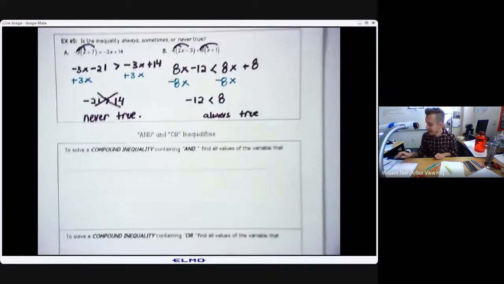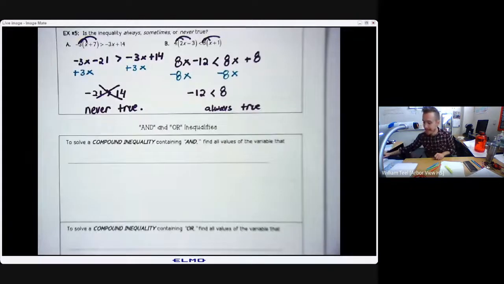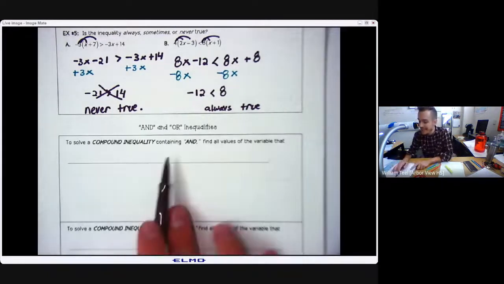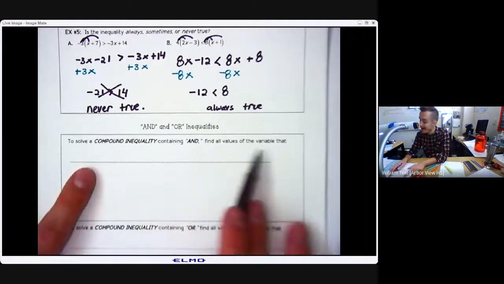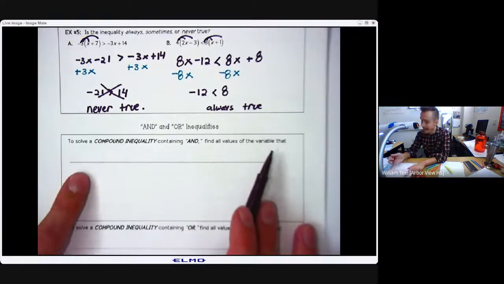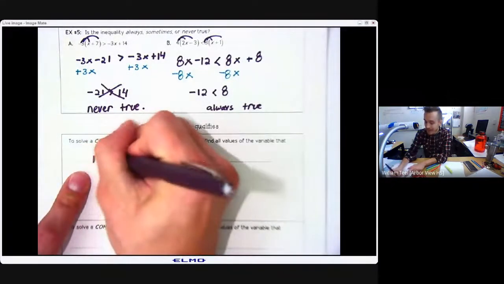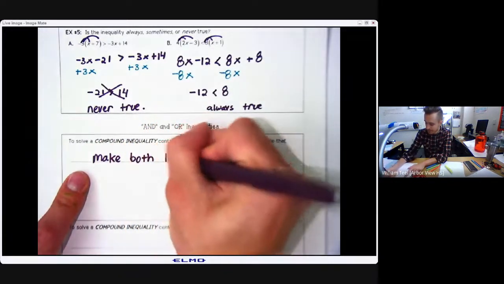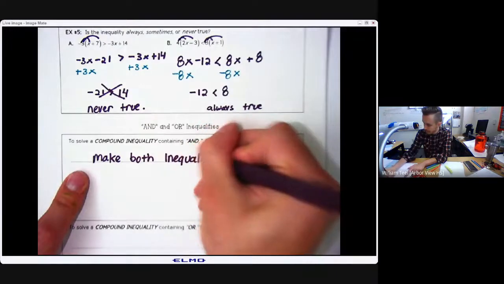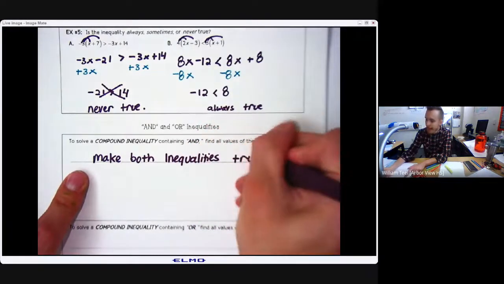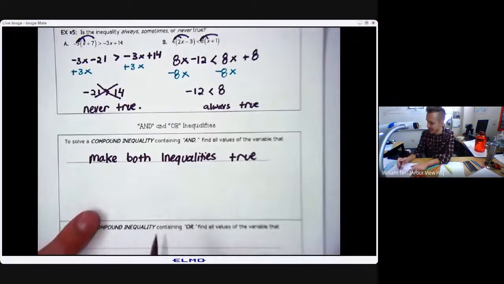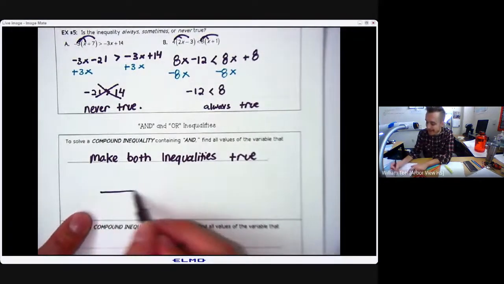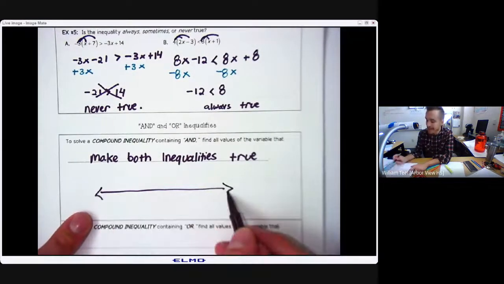All right, moving down to some rules here. So we're going to go ahead and say for and or inequalities, this is what we call compound inequalities. To solve a compound inequality containing and, find all values of the variable that make both inequalities true. If you have an and compound inequality, this is what the graph is going to look like. So if you have an and inequality, your graph is going to look something like this.